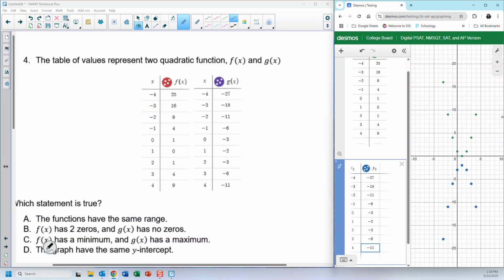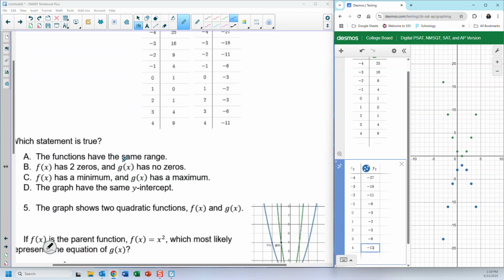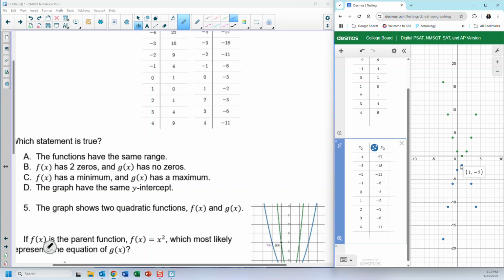All right. So here's the second table. I graphed it, and that also looks quadratic. One is going up, and one is going down. So this one is a positive function, and this one is a negative function. All right. It says the functions have the same range. Well, no, because this range looks like it's all numbers greater than 0, and then this one, it's all numbers less than -2 right there. So they definitely do not have the same range.